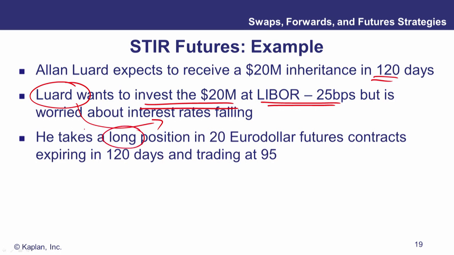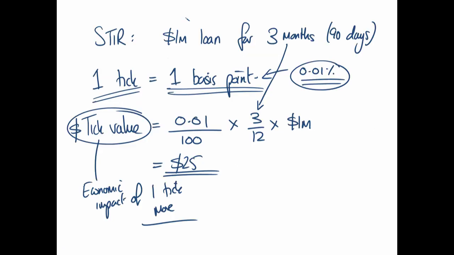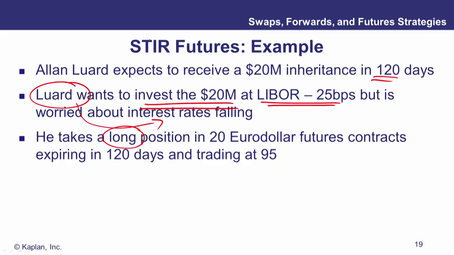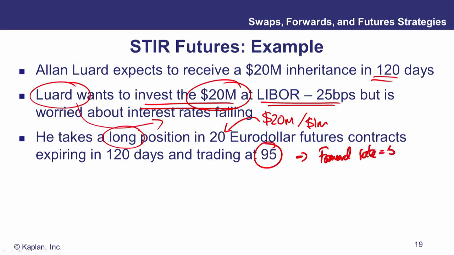Now, the size you need to take here, don't forget there's $1 million underlying each STIR. That's the size of one contract. So take that $20 million exposure that you need to hedge, divide through by $1 million exposure for each contract, and you'll get 20 euro-dollar futures contracts that you need to go long, expiring in 120 days. That's when we start their lending period in this case, and they're trading at 95. This means the forward rate that's priced into those contracts is 5, isn't it? Because 95 is 100 minus the forward rate.